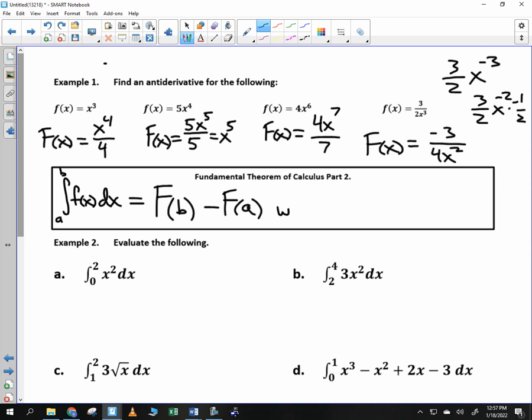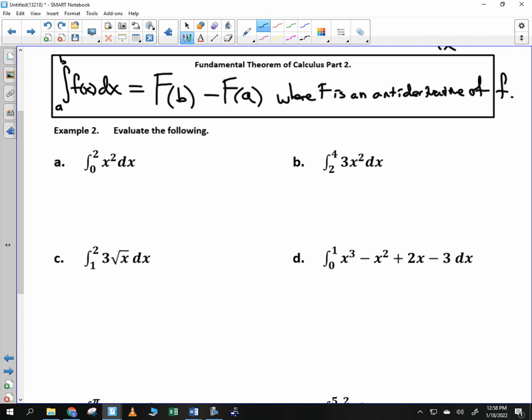So we say where capital F is an antiderivative of f. That's the fundamental theorem of calculus part 2. So we're going to start with the most basic example. This was the first example we started with when we added up the area of an infinite number of rectangles. We did the area from 0 to 2 of x squared dx.